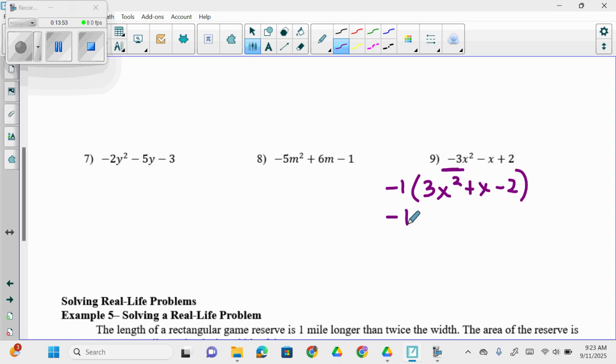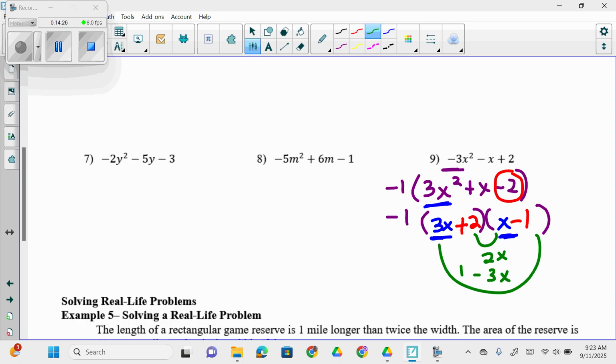I bring down my negative 1. I set up my parentheses. The first term times the first term has to equal 3x squared. So it has to be 3x times x. Since the 2 is negative, I know my signs are different, so I'm going to put a plus and a minus. And the only thing that multiplies to give me 2 is 2 times 1. Let's see if we're right. I get a positive 2x, a negative 3x. I add it together, negative 1x, and I actually want a positive 1x.